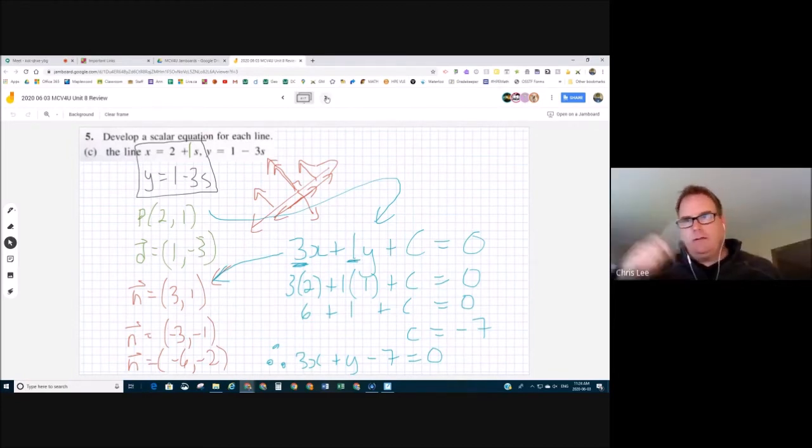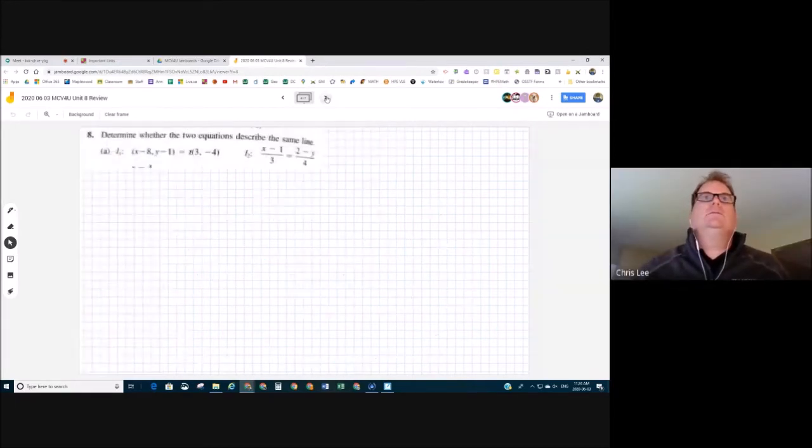That'll be helpful when we move into Unit 9 as well. And then the point came from right here. And then you just sub in the x and y values to get your c constant at the end. All right. Okay, great. Good question. All right, let's keep going.